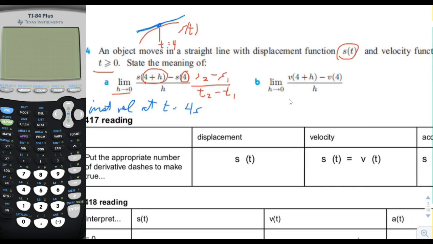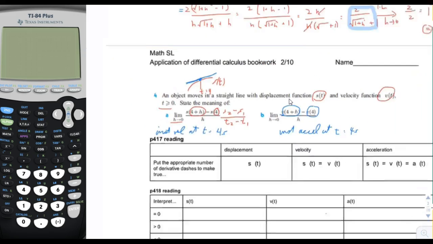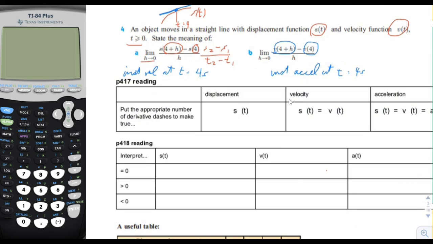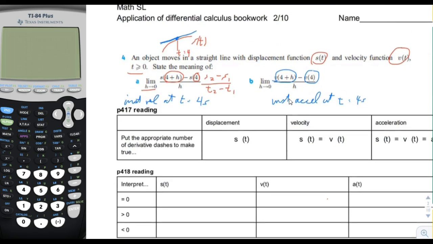And this one here, you see that's v of 4 plus h minus v of 4. So this would be the derivative of velocity, which would be acceleration. So this would be the instantaneous acceleration at time equals 4 seconds. It might take you a little bit of time to wrap your head around that, but just remember, like we said before, that acceleration is the derivative of velocity, and velocity is the derivative of displacement.